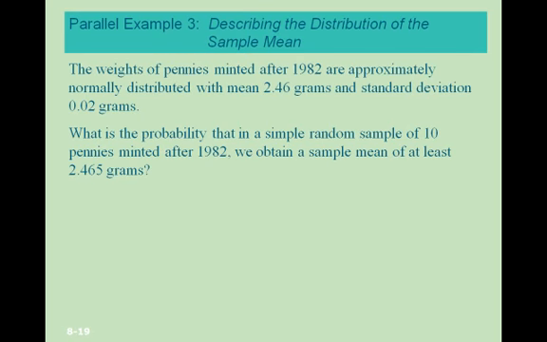So let's continue our example and we'll look at example 3, describing the distribution of the sample mean. The weights of pennies minted after 1982 are approximately normally distributed with a mean of 2.46 grams and a standard deviation of 0.02 grams. What is the probability that in a simple random sample of 10 pennies minted after 1982, we obtain a sample mean of at least 2.465 grams?